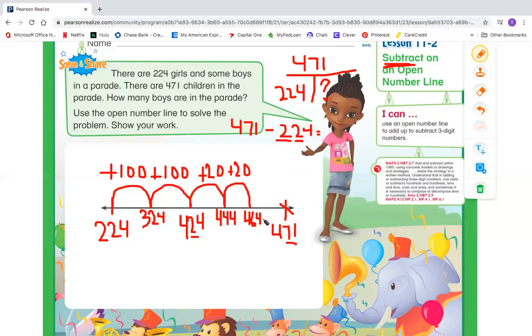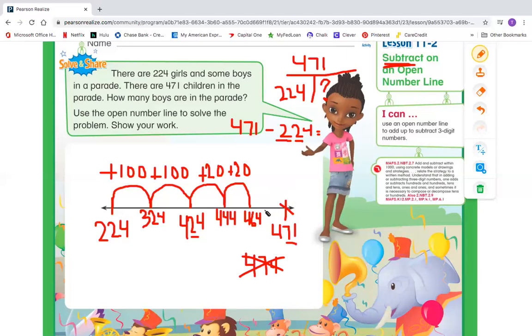I'm close. If I jumped one more 10, I would actually be at 474, which is off. It's too much past my number I need to get to. I would be at 74 and I need to be at 71. So I'm just going to start jumping individual ones. What you could do now is I could start at 64 and I could count until I get to 71.